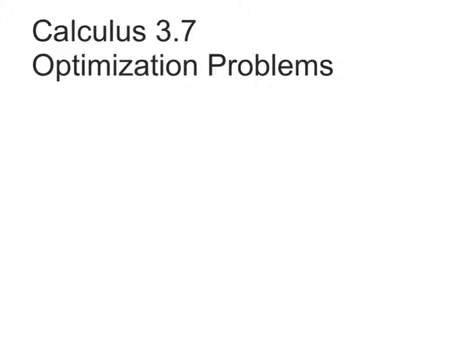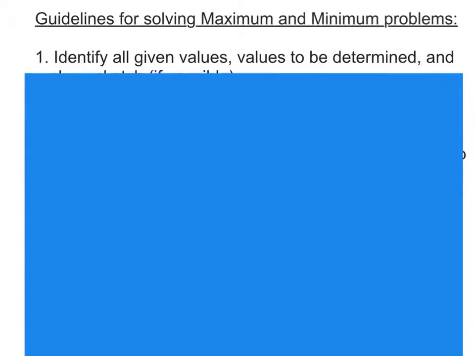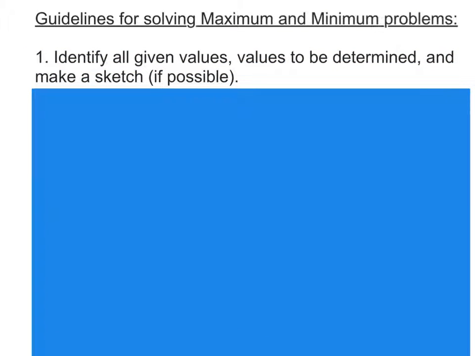Anyway, optimization, we're looking at maximums and minimums again. But here are some guidelines. When we're looking at maximum and minimum problems, here are some steps that you should probably go through. This isn't the end-all be-all, but it is a good place to start. First, you want to identify all your given values and the values that you want to solve for. And if you can, draw a sketch if at all possible. So identify your givens, what you're looking for, and a sketch.